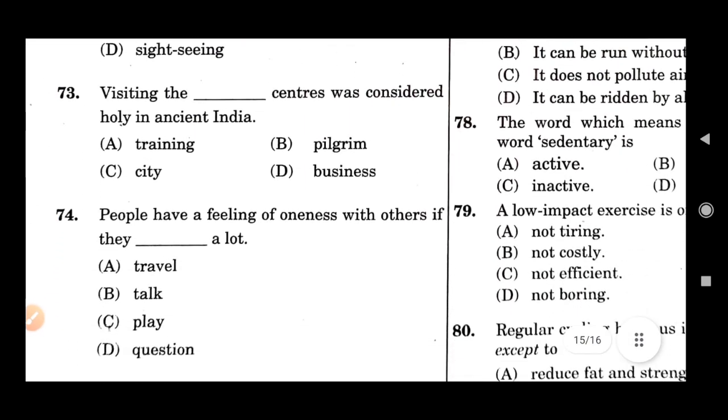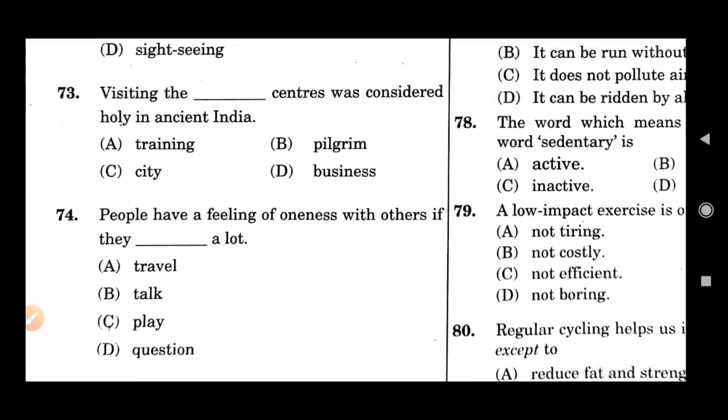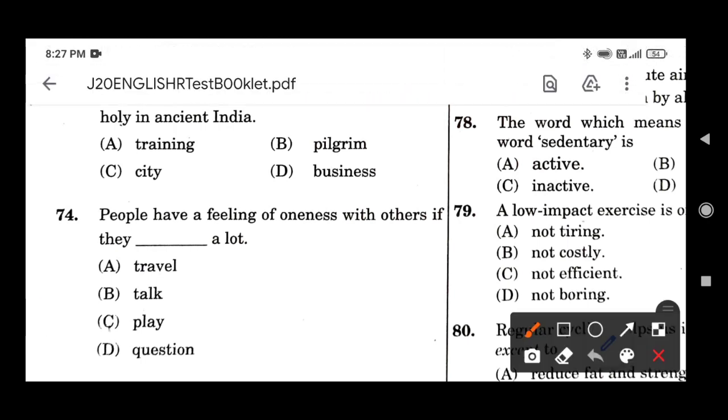And the third question in this passage is: visiting the dash centers was considered holy in ancient India. See, the options are training, pilgrim, city, business. In the passage, I underlined one word, friends. That is pilgrim. So here, visiting the pilgrim centers was considered holy in ancient India. So the option is B, pilgrim.